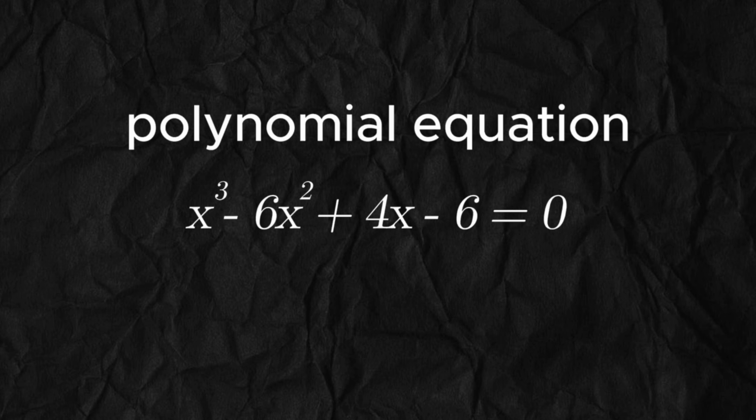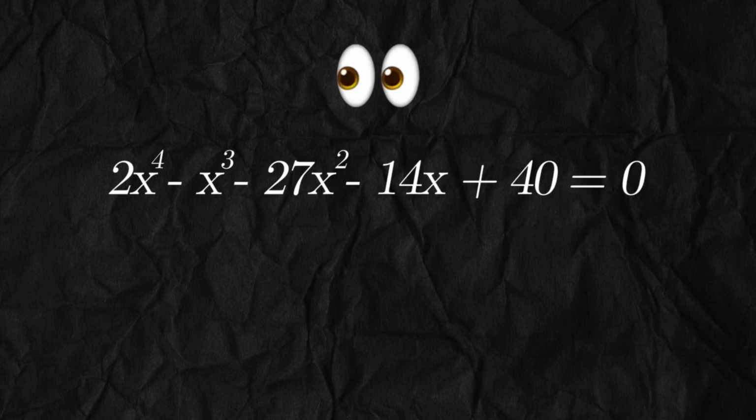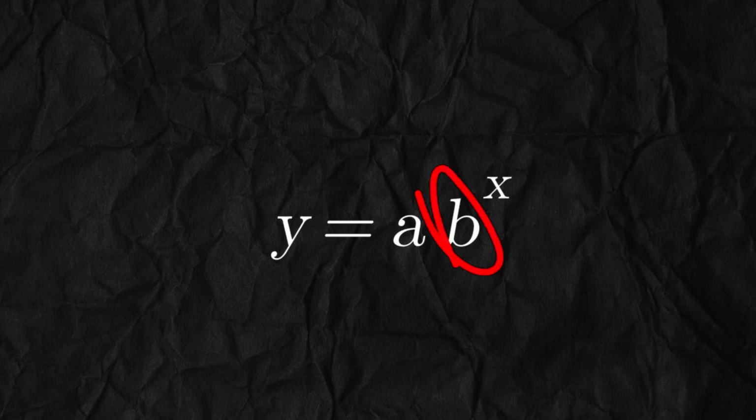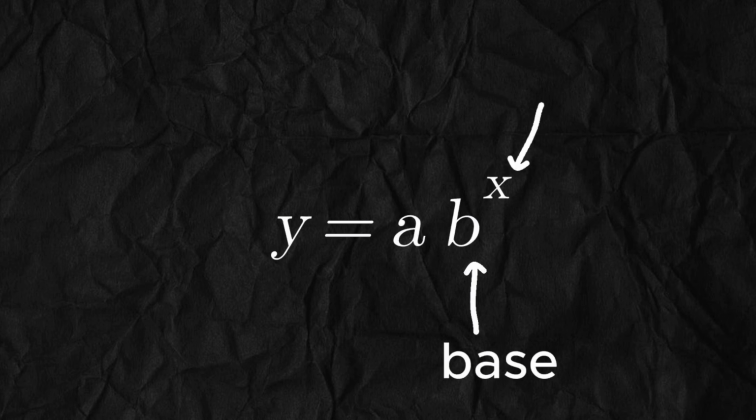Now, when it comes to the polynomial equation, things can get weird. Except if you're 4 steps ahead and see that we actually can factorize the equation and again solve each of them separately. Oh yeah, did I mention that there are also equations that have a constant, or as they say, a base raised by a variable?